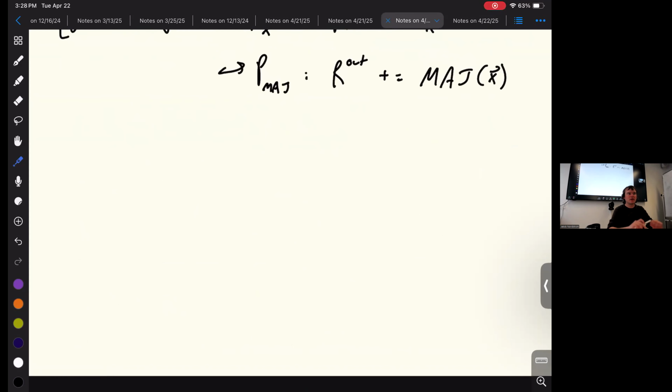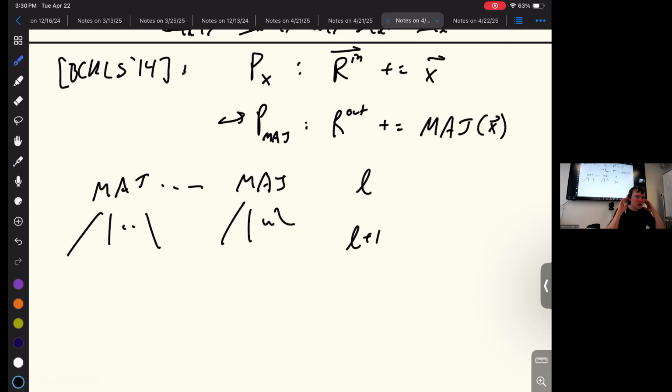In fact, what they actually show is that if you have a whole bunch of majority gates, all accessing, so this is layer L and this is layer L plus 1 of the circuit, that if you can add all the values at layer L plus 1 to your catalytic memory, then there's a program that adds all the outputs at layer L into memory. But for now, I'm just going to show you how to do one gate. It parallelizes quite nicely.